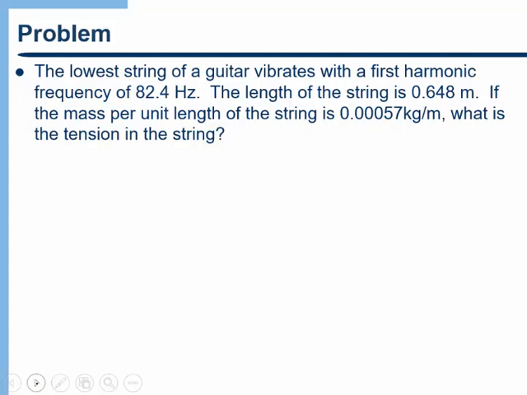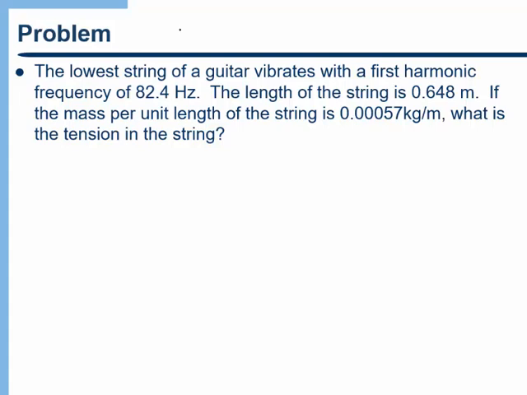Why don't you go ahead and pause the video and do this last example. Okay, the lowest string of a guitar vibrates with a first harmonic frequency of 82.4 hertz. The length of the string is 0.648 meters. If the mass per unit length of the string is 0.00057 kilograms per meter, what is the tension in the string?